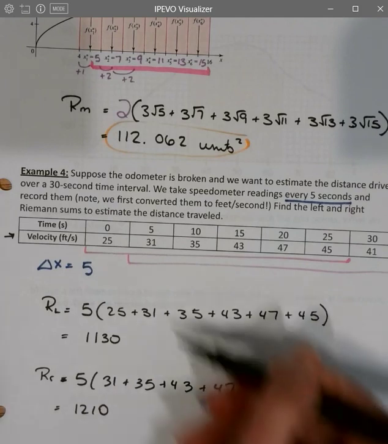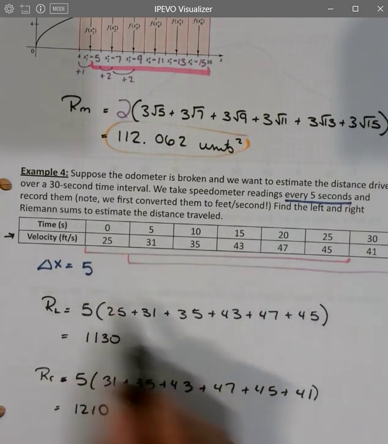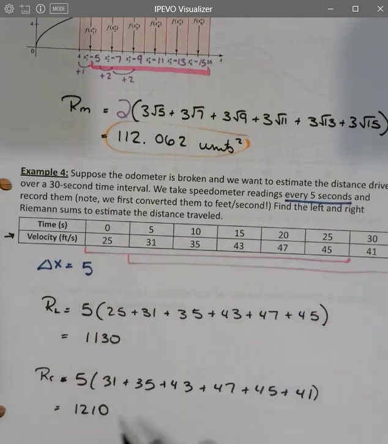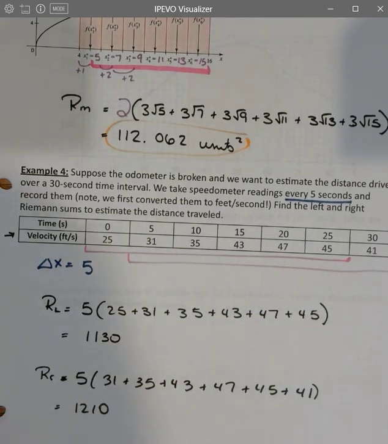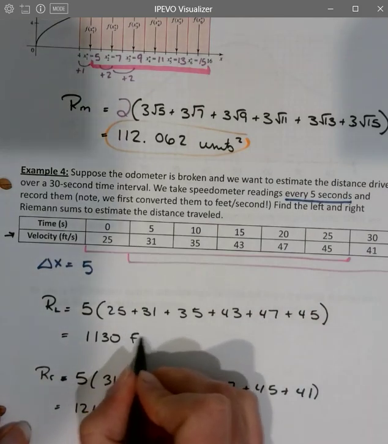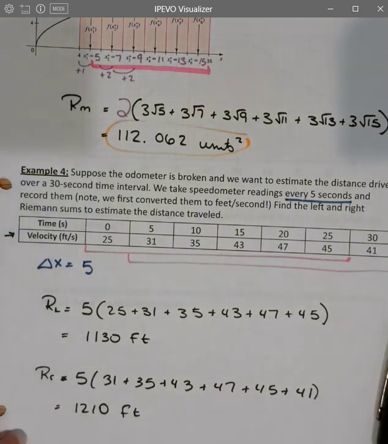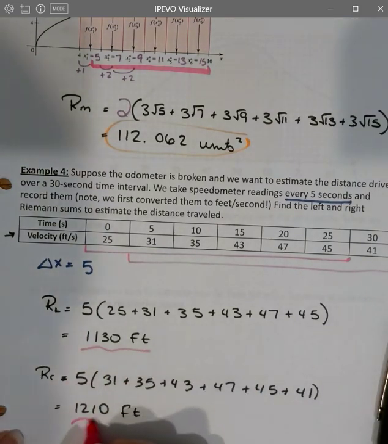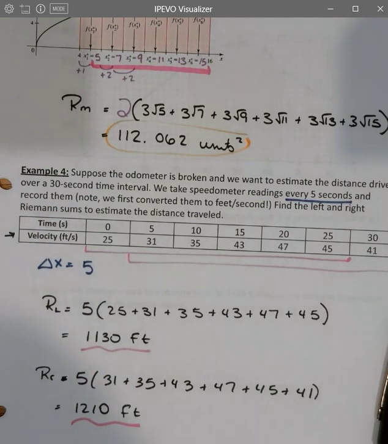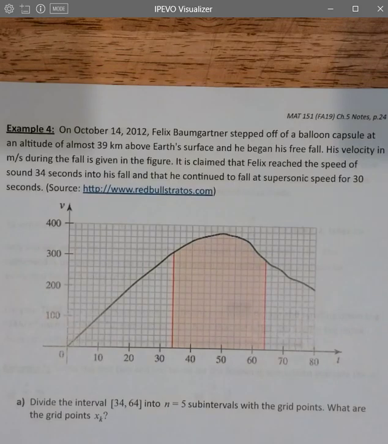I don't know. But it gives me something that can at least help me estimate how many feet the vehicle traveled. It traveled at least 1,000, probably 1,100 to 1,200 feet. Feet, okay, so let's put some feet on there. So it gives me two estimates that both estimate the distance traveled. That's all I know.